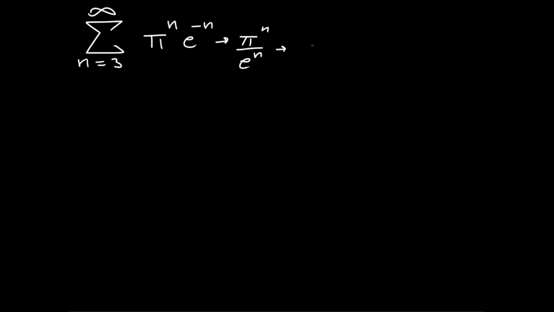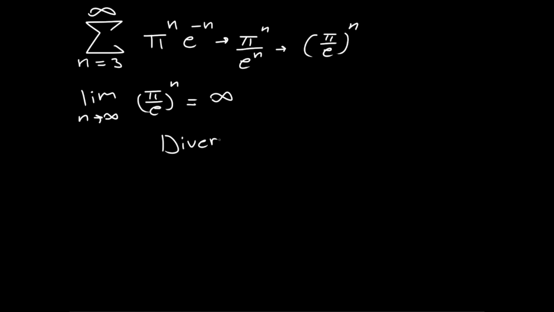And then from here, we can pull out the power on both of these individually, and we can just raise the entire fraction to n instead. Now that we've simplified our expression, we can take the limit as n approaches infinity of pi divided by e, raised to n. And then from here, if you were to raise it to infinity, you would get infinity. And because infinity does not equal 0, this series diverges.